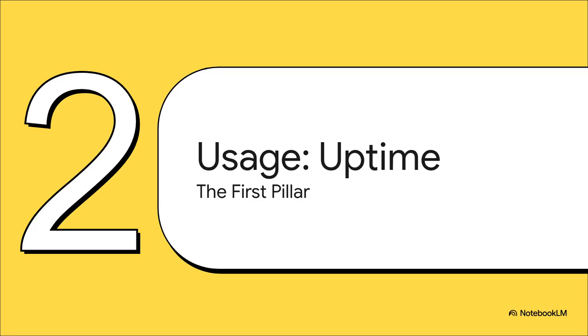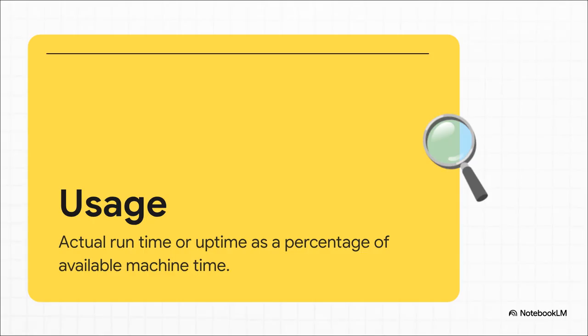To make this super tangible, let's pretend we run a factory together, okay? And our main asset is this giant widget press. So what do we actually mean when we say usage? Well, usage is simply your actual runtime, which a lot of folks just call uptime, expressed as a percentage of your available machine time. Put simply, this metric is just asking, hey, is the machine actually turned on and running during the hours it's scheduled to run?